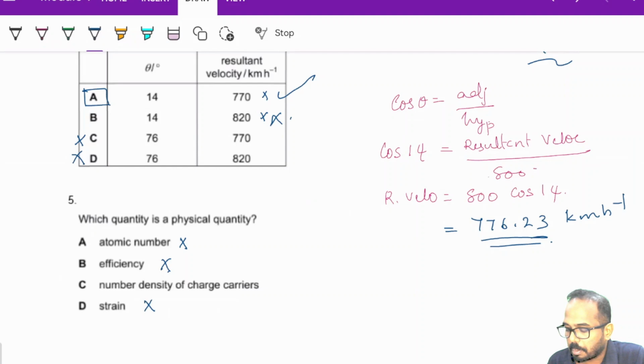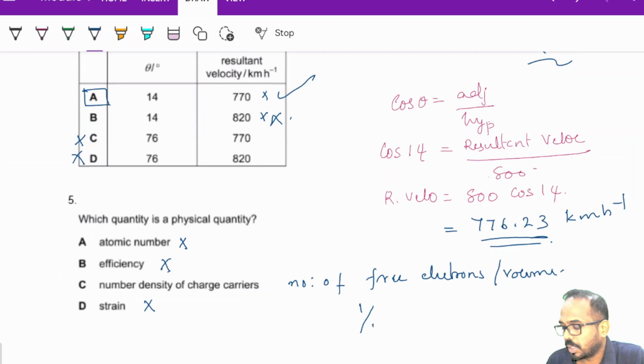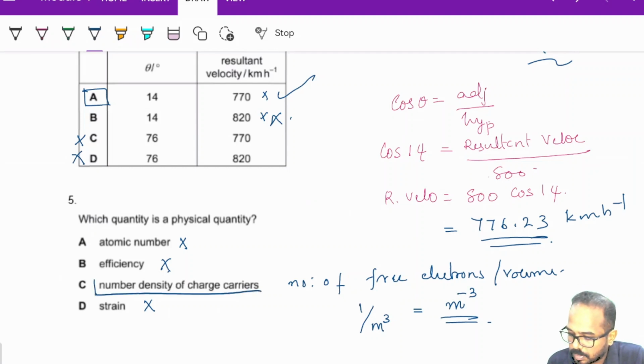So the answer is number density of charge carriers. Number density of charge carriers means the number of free electrons per unit volume. Number of free electrons per unit volume. Volume, you know what that is? 1 by meter cube. So it has a unit. Look at that, meter to the power minus 3. So the only quantity with a unit is this one. So this is your answer.